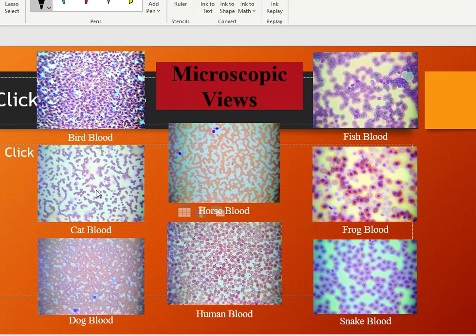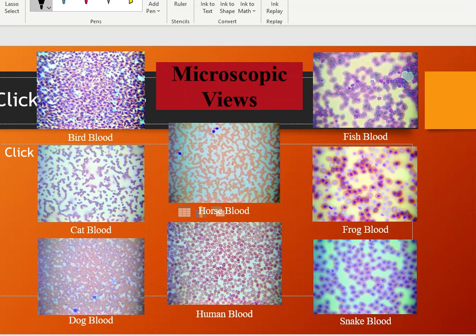But if you start taking a look at all of these other animals up here, I mean bird and cat and dog and horse and snake and frog and fish, you're going to see that they're not anywhere similar to what a blood sample would look like from a person.